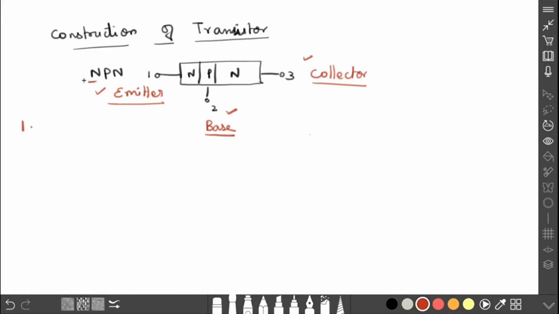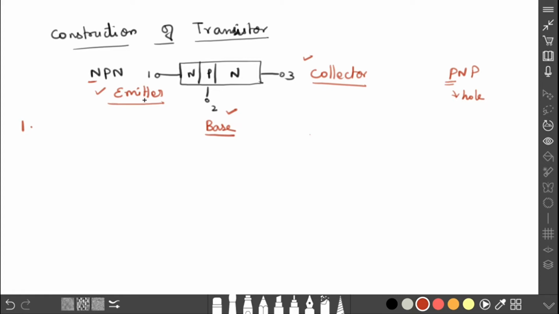The emitter is N type in this case. N type means it produces a large number of electrons. If we consider a PNP transistor, the emitter will be P type, so its duty is to produce a large number of holes. But for the NPN we have considered, it produces a large number of electrons. So commonly we can consider it as a large number of charge carriers.